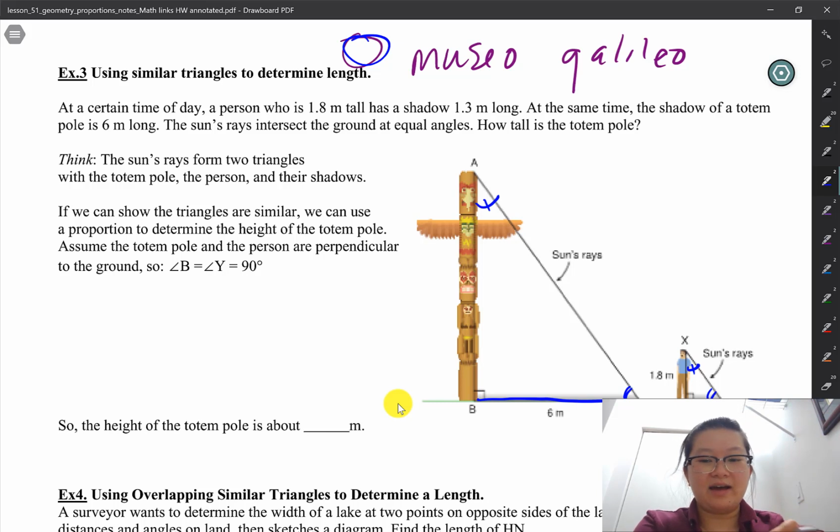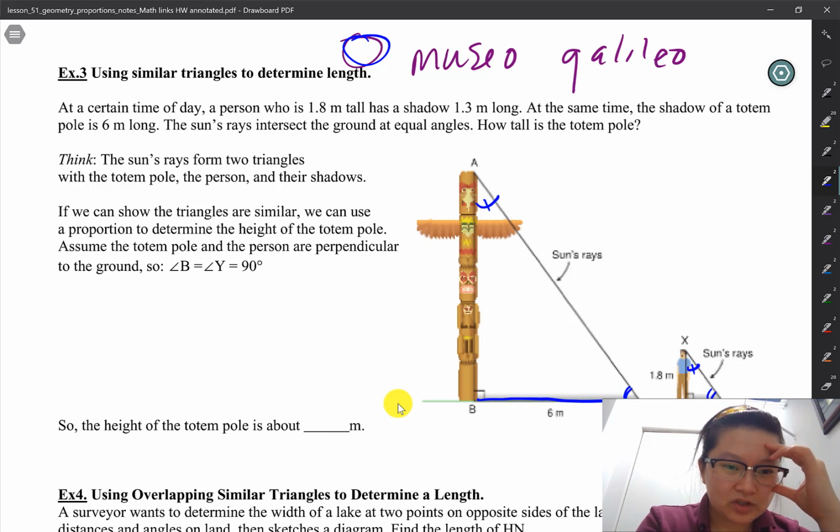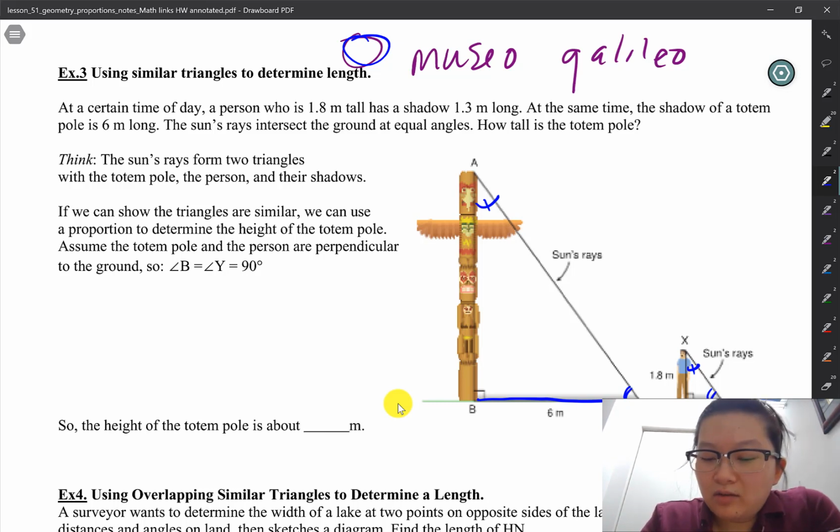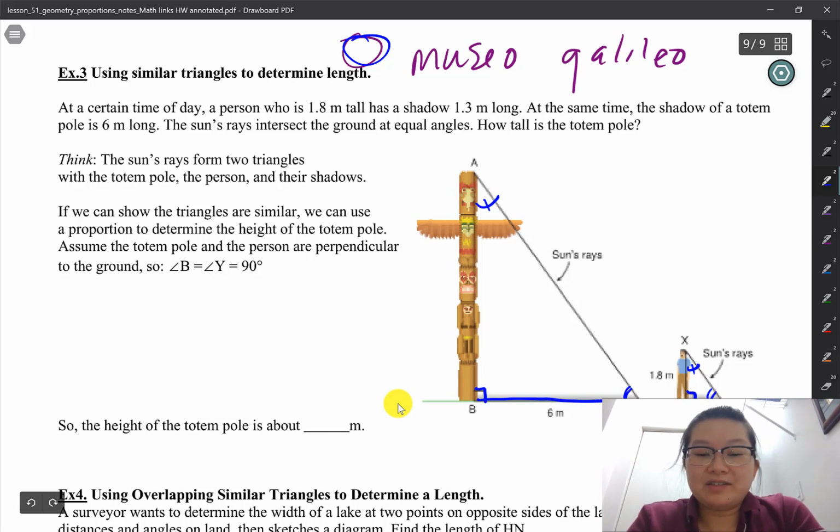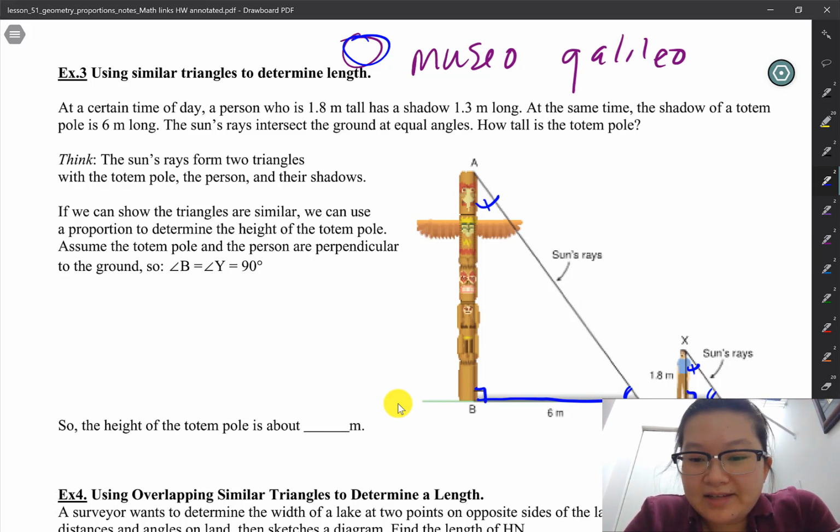Okay, so here we have the similar triangles. We use the sun's rays and shadows to form two triangles. If we can show the triangles are similar, we can use a proportion to determine the height of the totem pole. Assume the totem pole and the person are perpendicular to the ground. Oh, hey! So now we also know another angle that is the same, as well as the top angle being the same. So now we have two triangles.